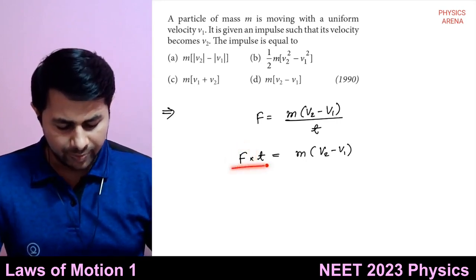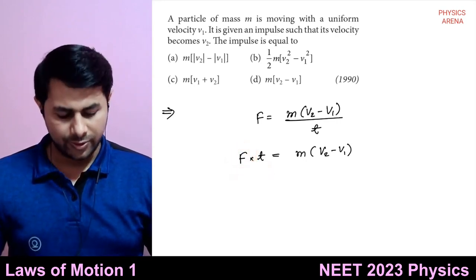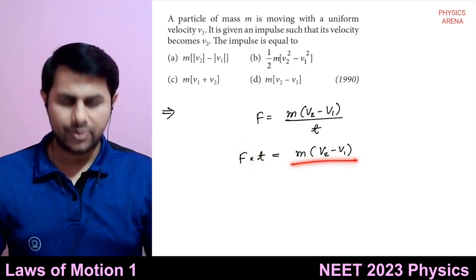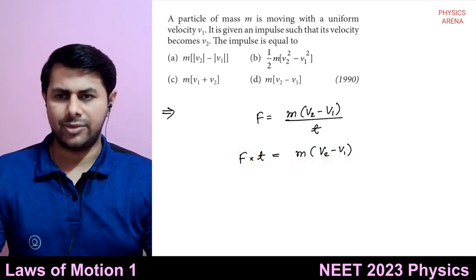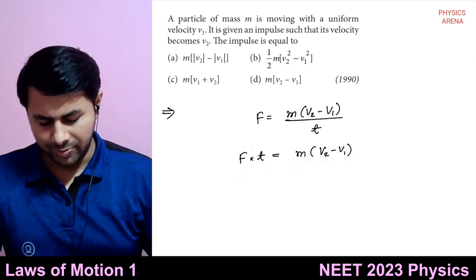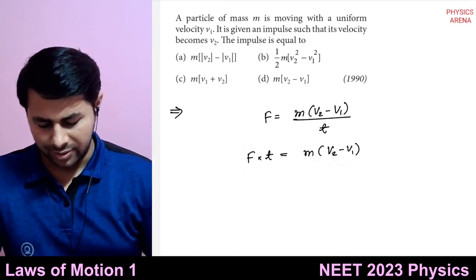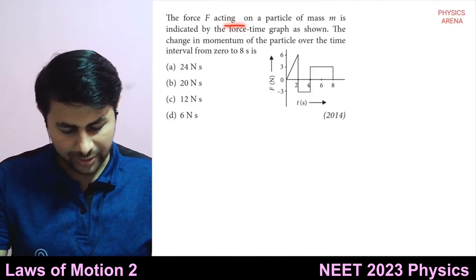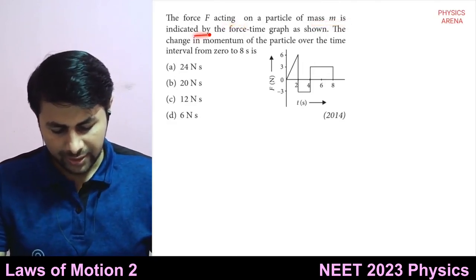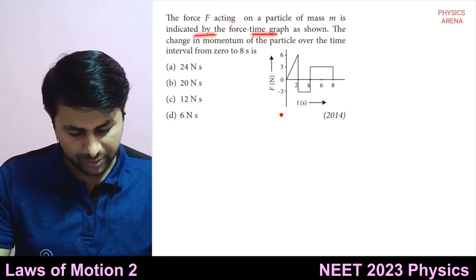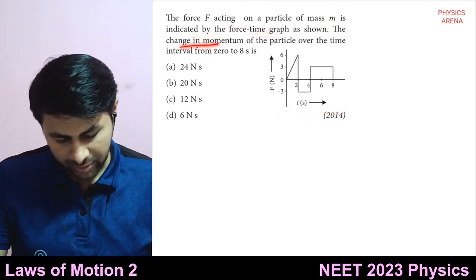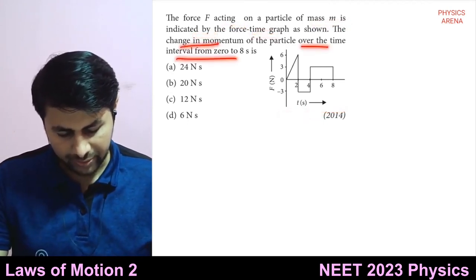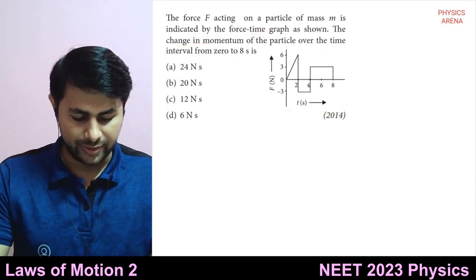What is impulse? It is force multiplied with time. So it's this thing, m into v2 minus v1. Okay, so impulse is equal to change in momentum. So this is a direct question actually. The force acting on a particle of mass m is indicated by the force time graph as shown. The change in momentum of the particle over the time interval from 0 to 8 is.